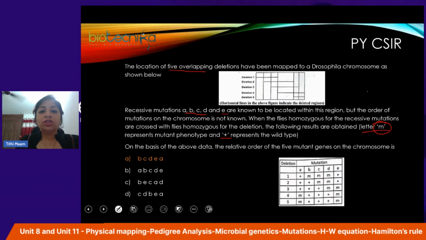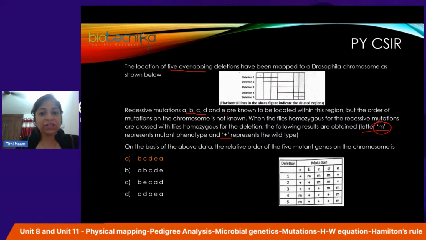What we will do here is analyze this deletion map. Forget about this table for the time being, just focus on the deletion map here. In this deletion map, we see that the chromosome has been segmented into 6 segments. If we are talking about a gene that is present in this first segment, what kind of profile should it have for all these 5 deletions?